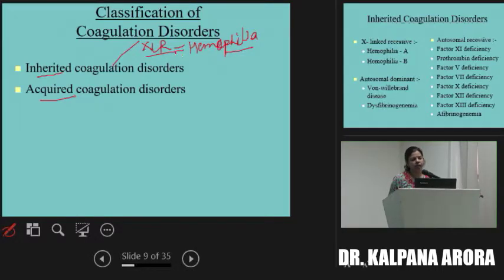Then we have another inherited coagulation defect, which is very commonly seen, like von Willebrand factor defect. This defect is inherited both autosomal dominant and autosomal recessive also. But the most common is the autosomal dominant inheritance. Clear? Can you tell me something about von Willebrand factor? What does it do?